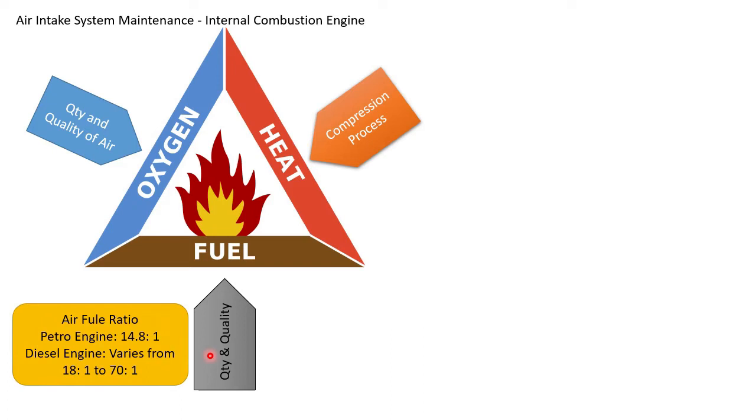For your information, the air fuel ratio in a petrol engine will normally be 14.8:1. That is, for every 14.8 kgs of air, 1 liter of petrol is required. In case of a diesel engine, this air fuel ratio varies from 18:1 to 70:1 depending upon the engine design.